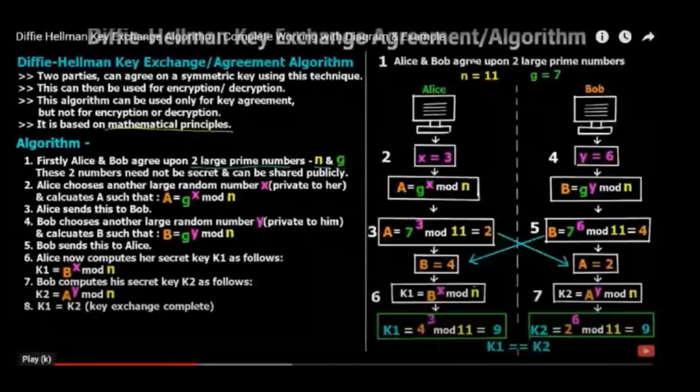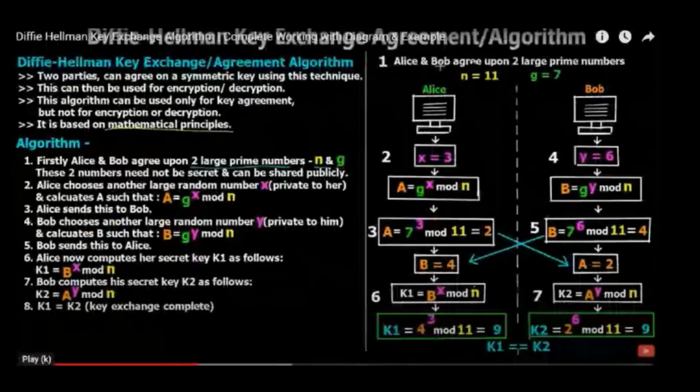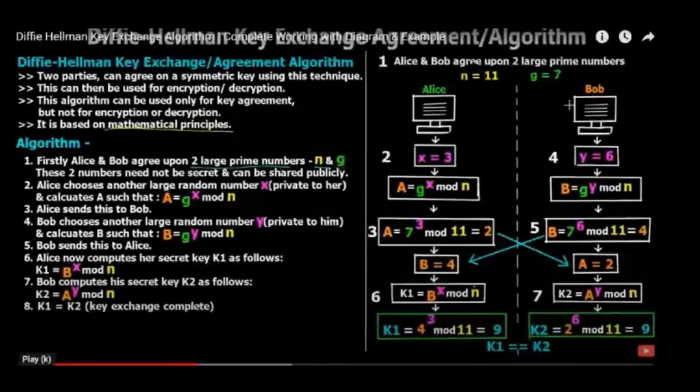Now, here in this case, there is a sender and a receiver. Alice is the sender. Bob is the receiver. They are connected through the internet. They want to have the same key, a symmetric key, but the key should not be exchanged. It should not be exchanged.